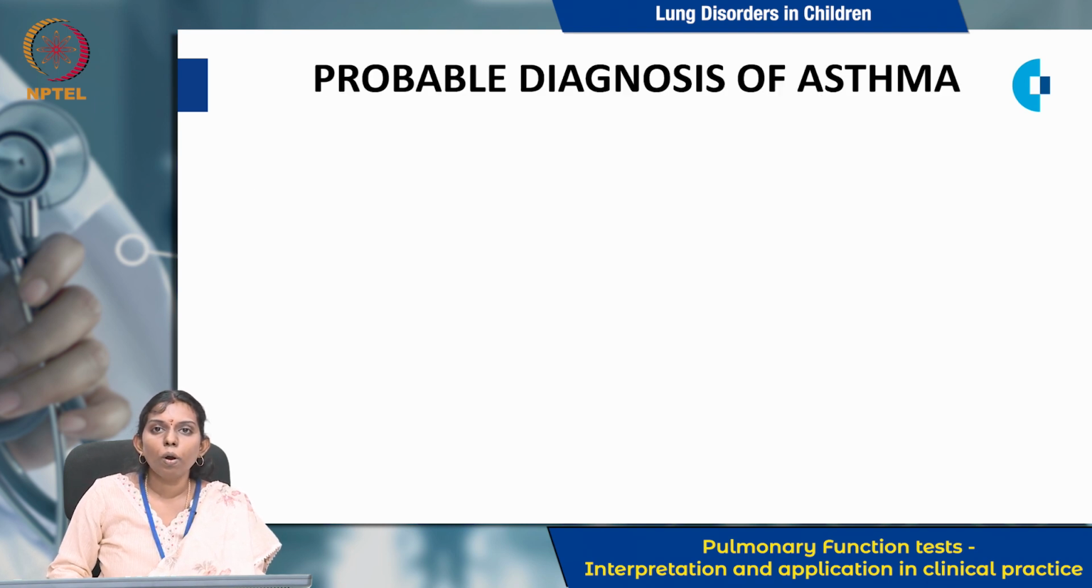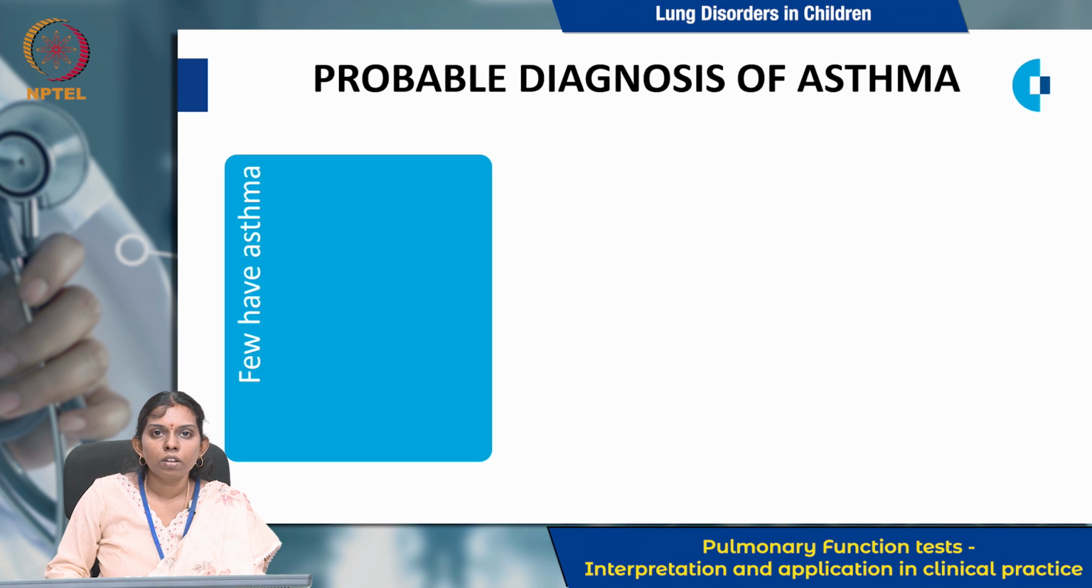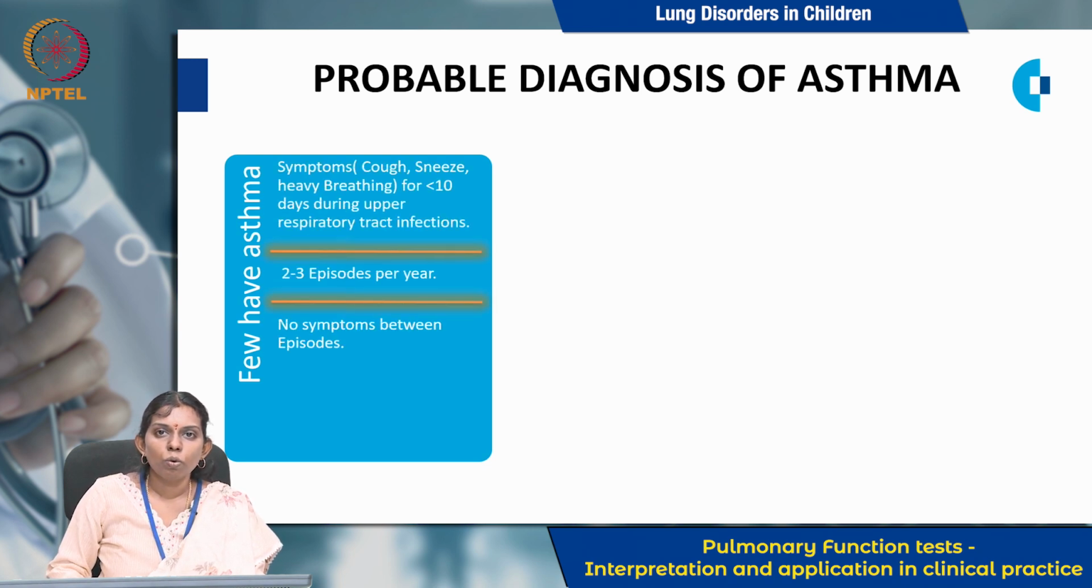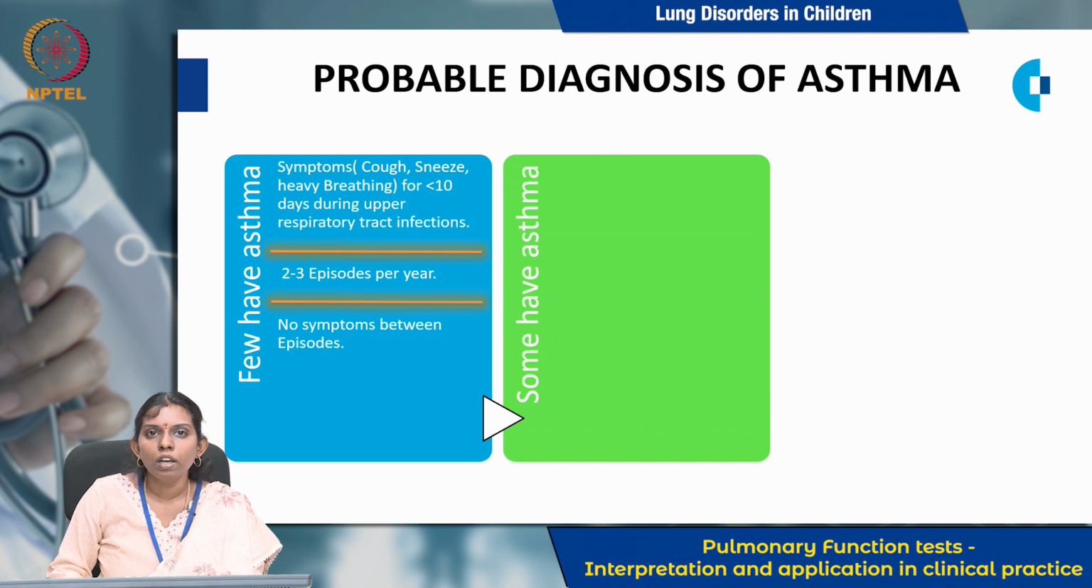So how do we diagnose asthma? There are a few symptoms to diagnose asthma. Symptoms like cough, sneezing and heavy breathing for less than 10 days during an upper respiratory tract infection, which happen 2 to 3 episodes in a year, and the child is completely normal in between the episodes. There are no symptoms between the episodes. We classify that they might have asthma.